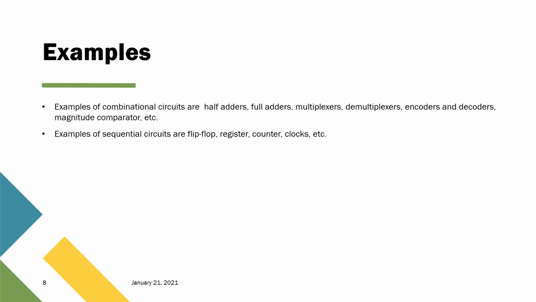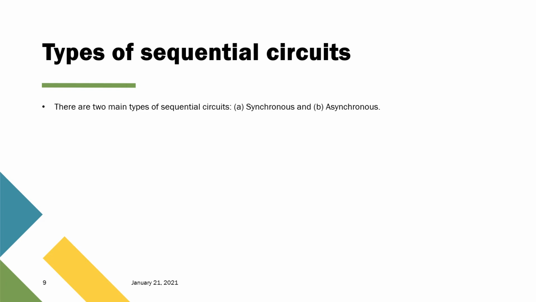Here are some examples of combinational and sequential circuits. Half adders, full adders, multiplexers, demultiplexers, encoders, decoders, magnitude comparators are examples of combinational circuits. Flip-flops, registers, counters, clocks come under sequential logic circuits. There are two types of sequential circuits, synchronous and asynchronous.